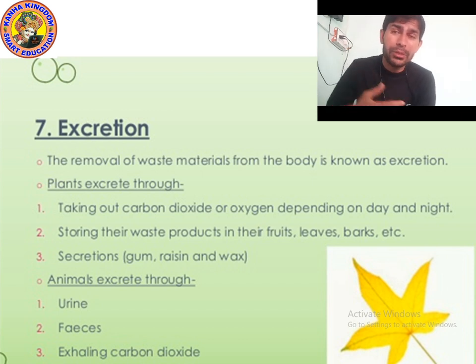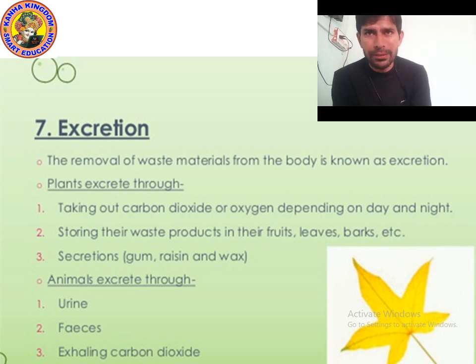Plants excrete by taking out carbon dioxide or oxygen depending on day and night. At night the plant waste is carbon dioxide, and during the day the plant waste is oxygen. They also store their waste products in their fruits, leaves and bark. They also release extra water, and you might have seen gum, wax, or resin on their body. This is actually extra waste product, so they secrete it.